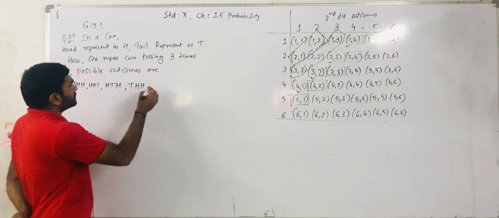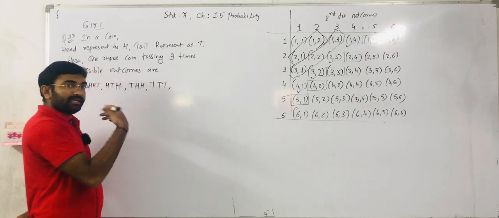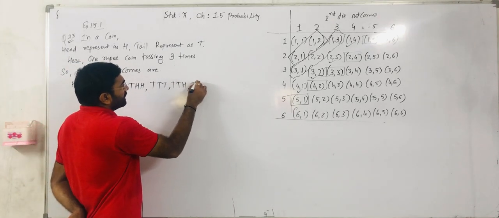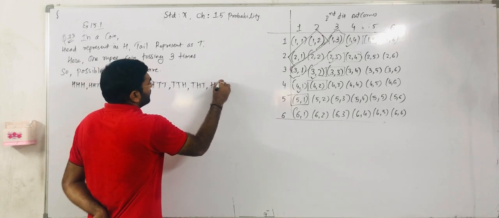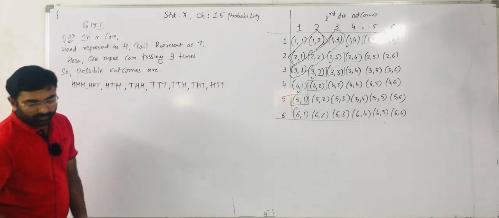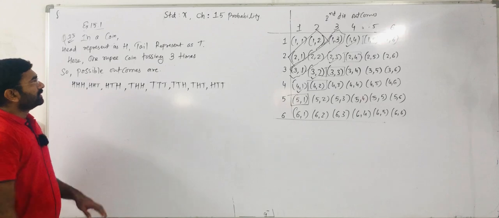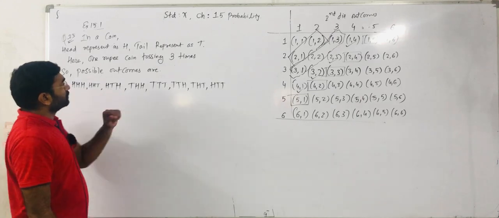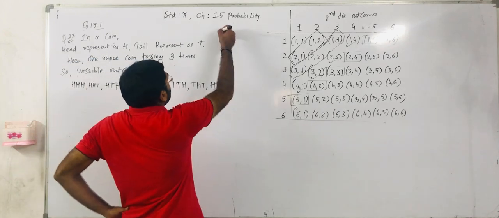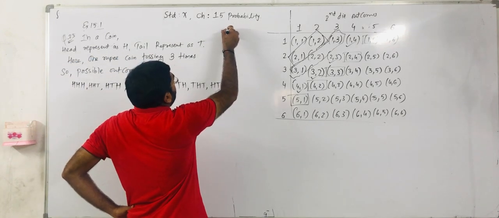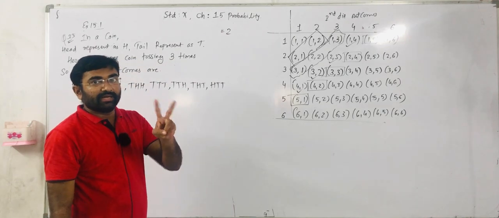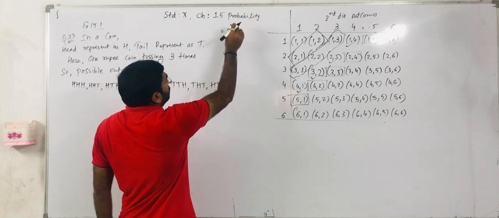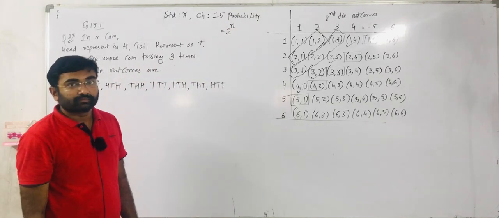Another possibility is tail. In these 3 outcomes you get tail only: tail, head, then tail, head, tail, and head, tail. So these are the possible outcomes. To know easily how many outcomes you have to write, suppose at a point the possible outcomes are 2, head and tail. Suppose I toss a coin one time, then you have to use this formula, 2 raised to n.